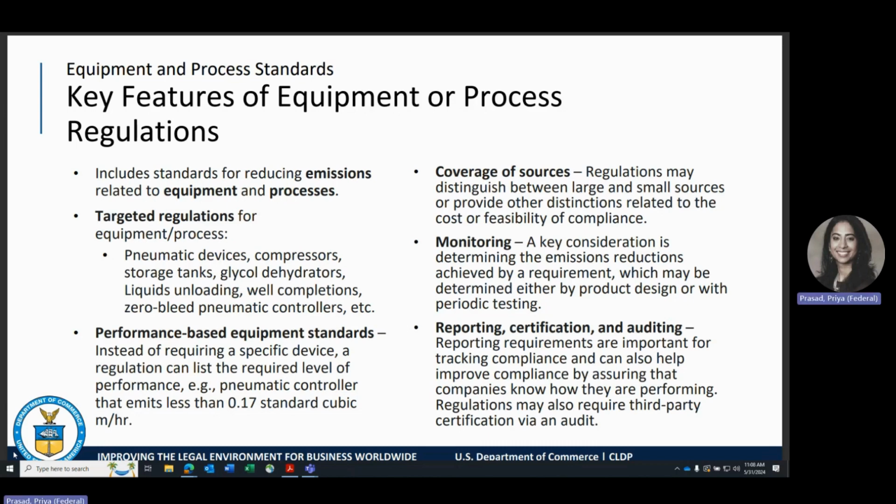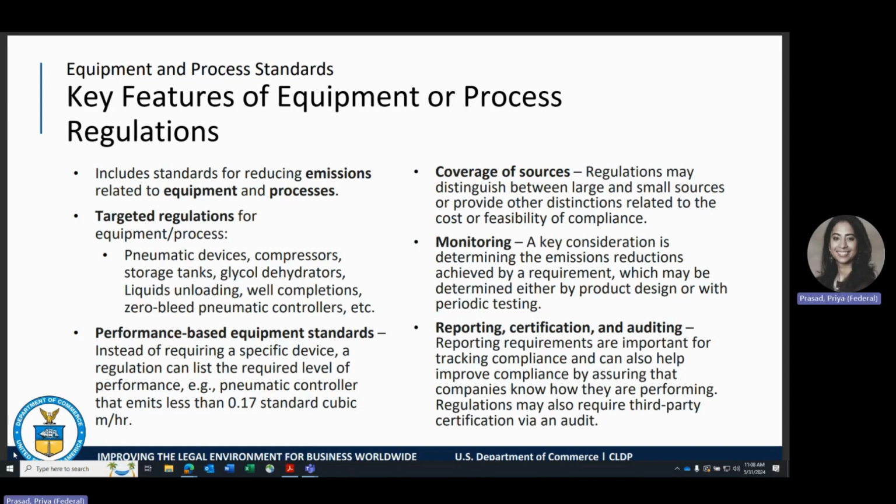There are different types of these. There are purely prescriptive standards, which simply may just ban the use of a specific device. And there are performance-based equipment standards that set a required level of performance. So for example, instead of saying a pneumatic controller of this model is banned, you could say all pneumatic controllers must emit less than 0.17 standard cubic meters per hour. That allows companies to select whatever product option might be the cheapest. It also encourages companies to develop better alternatives in the future.